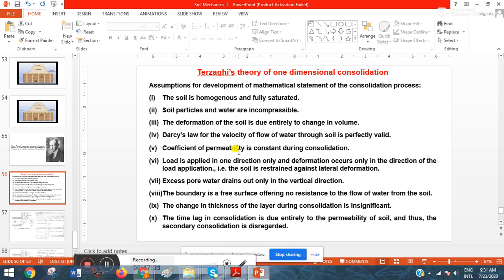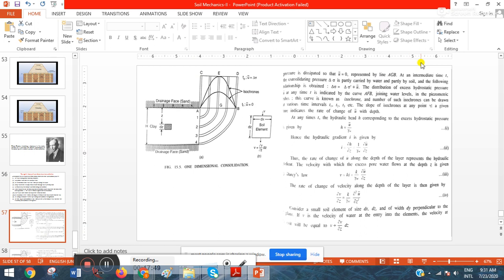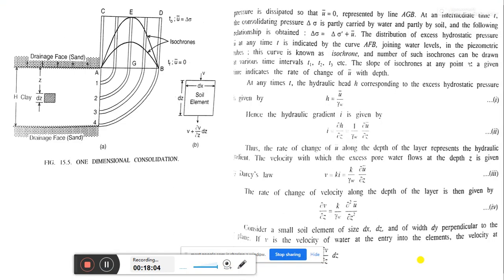When we go for one-dimensional consolidation, Terzaghi has given the idea of how we can assume and how we can derive the one-dimensional consolidation for soil through these assumptions. After these assumptions, Terzaghi went through some mathematical derivations. This is actually one-dimensional consolidation.